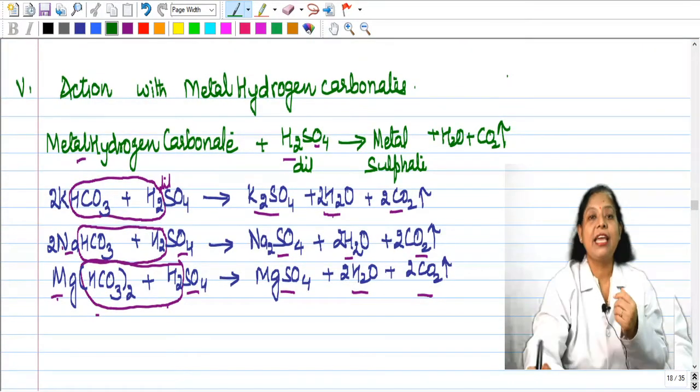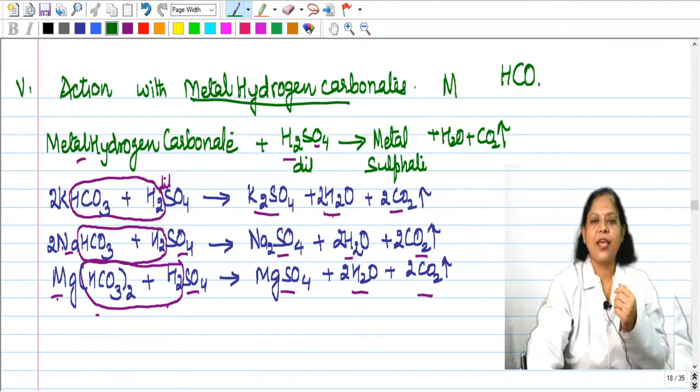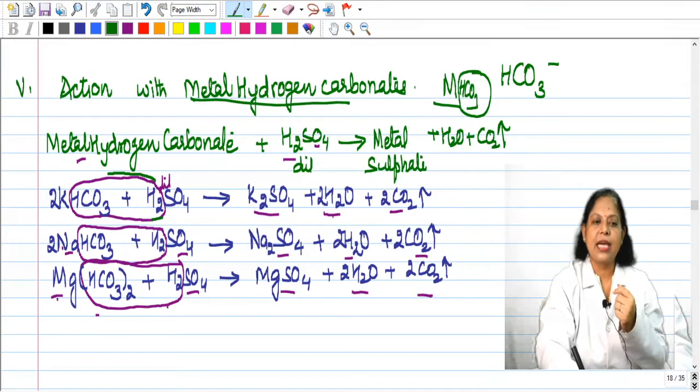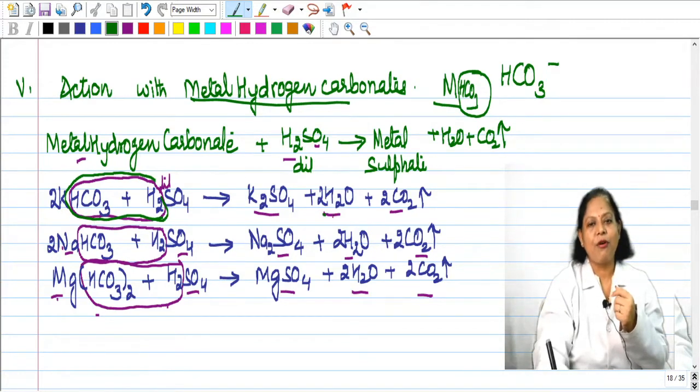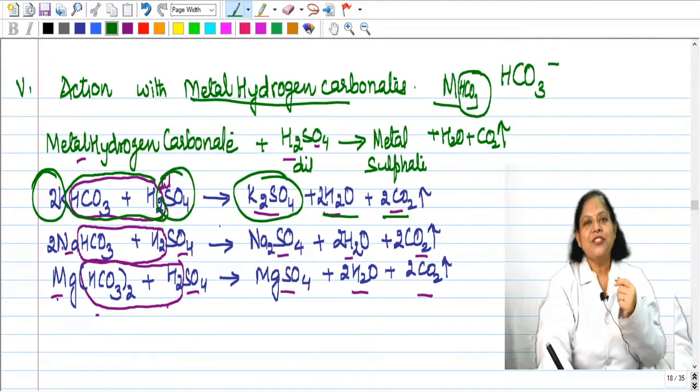Right. Next, if we take metal hydrogen carbonate. So metal hydrogen carbonate is, suppose we take hydrogen carbonate, HCO3. So metal hydrogen carbonate will be MHCO3. So when we take metal hydrogen carbonate, again what will happen? You have got HCO3, and from the acid you have got what? Hydrogen. So acid, hydrogen and HCO3 from salt will combine to form water and carbon dioxide, right? And you will again get metal and sulfate. Is this clear? So you will get metal sulfate.